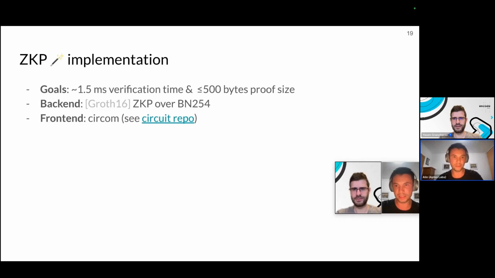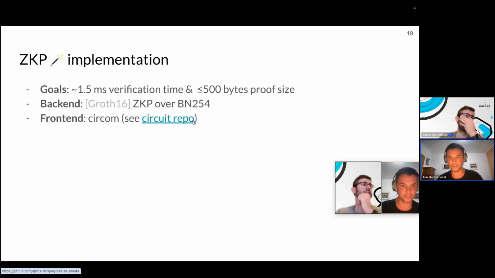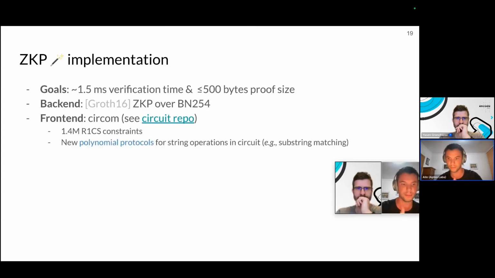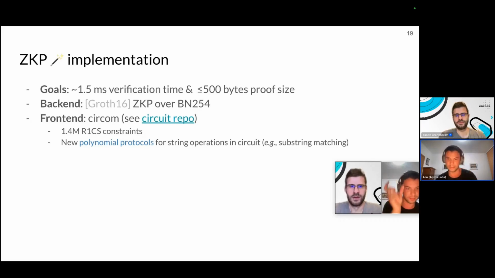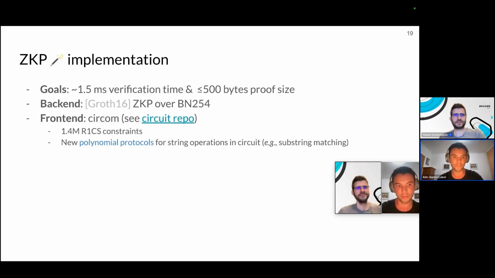To implement this, we use Circom, and there's a circuit repo link here, and I'll share the slides with all of you later. It's, I think, 1.4 or 1.5 million R1CS constraints, same number of R1CS variables. One thing that's interesting about our circuit is that we have some cute polynomial-based protocols to do string operations like substring matching to ensure that the email address is somewhere in the message signed by Google, for example.